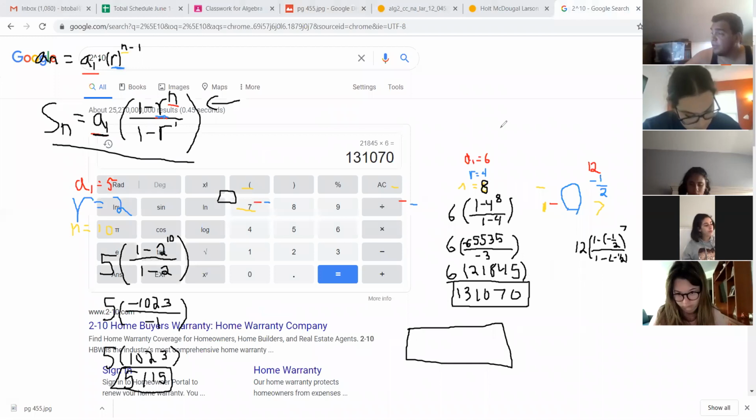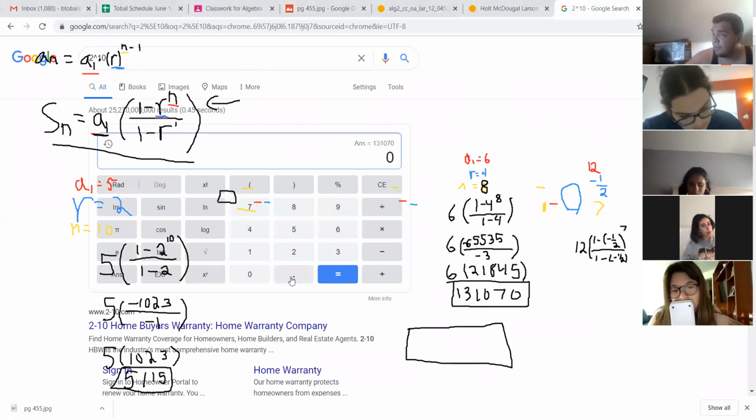Now, if you're not sure how to do 1/2 to the 7th power, you could change it to a decimal if you wish. A decimal of 1/2 is 0.5, but it's negative 0.5, so I'll put that there.